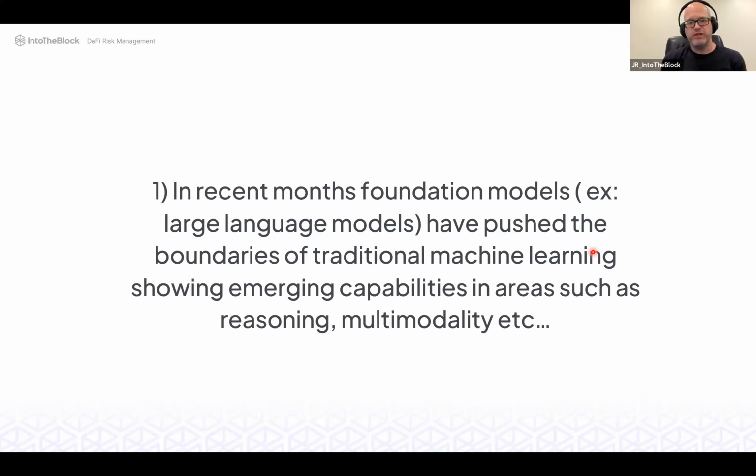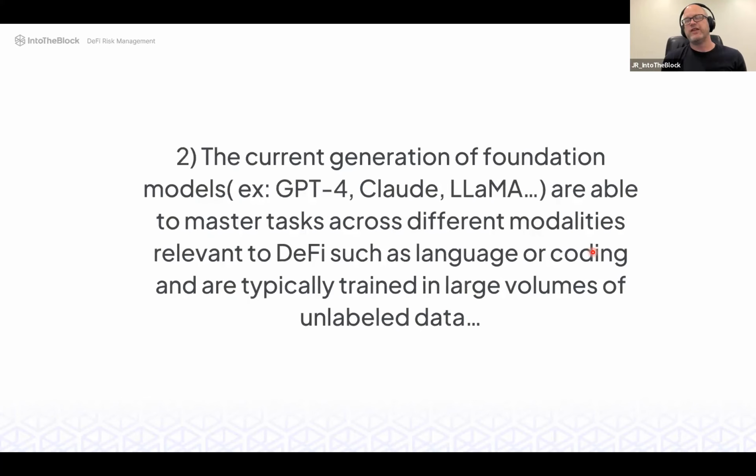It's pushing the boundaries of what we believe is possible. The current generation of what exists today, with models like GPT-4, Claude, and Meta, which unveiled Llama yesterday, has shown capabilities in areas such as coding and language, which are obviously relevant to DeFi, but they've also shown capabilities in things like causal reasoning. You can give some of these models a batch of data and try to infer causal relationships from it.